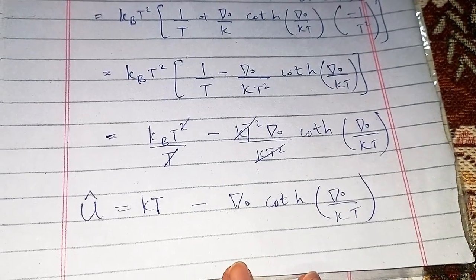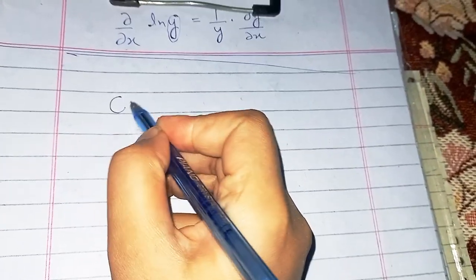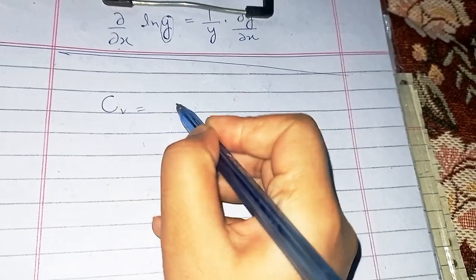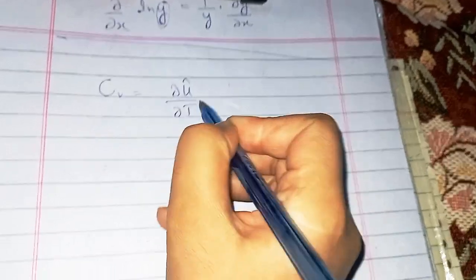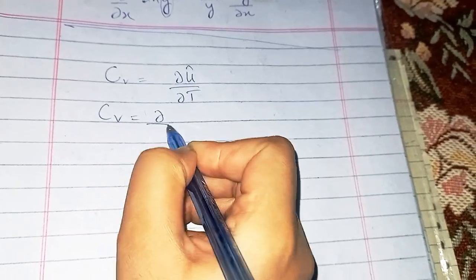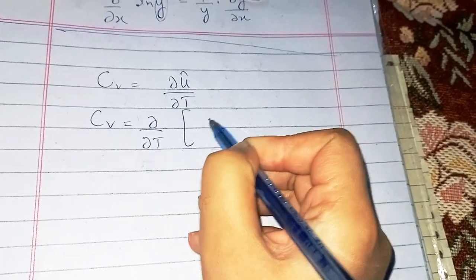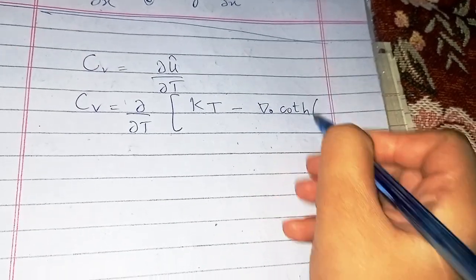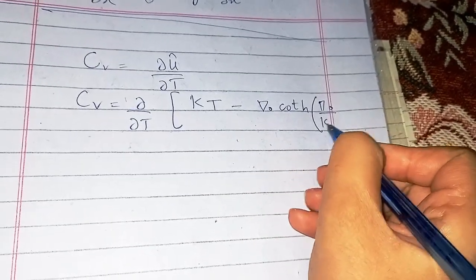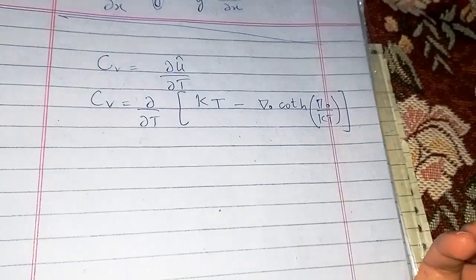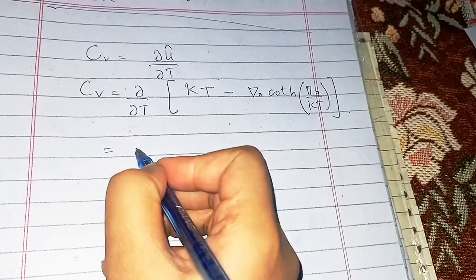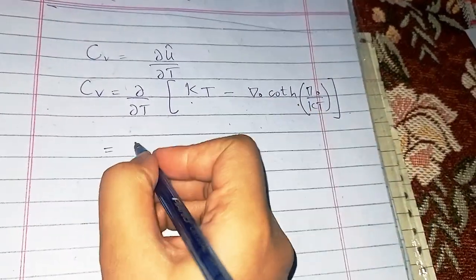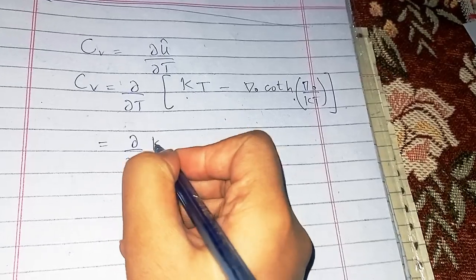Now let's find the heat capacity. The problem is almost done. Okay, we have just reached the end. We know that the heat capacity is given by partial u by partial t. So let's insert the values here. We know that u is kt minus δ₀ coth of δ₀/kt. Alright, now let's apply partial by partial t on both of these terms because it's being multiplied.